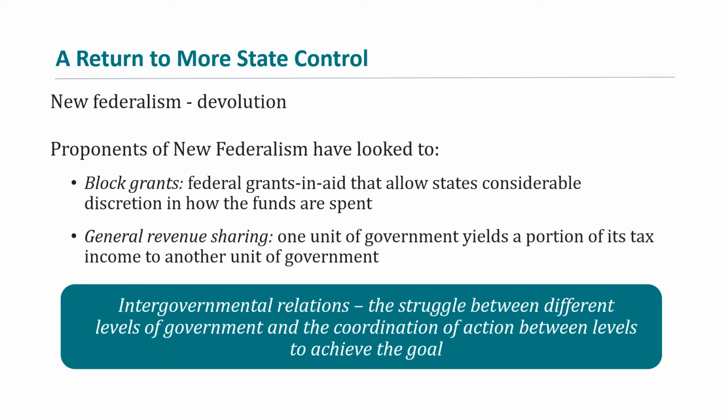And all of this is known as intergovernmental relations. This is the struggle between different levels of government and the coordination of action between the levels to achieve that goal. Examples of intergovernmentalism include No Child Left Behind, which was an education program that cut across national, state, and local governments. And under intergovernmental relations, all levels of government are the primary actors in the development of public policy.